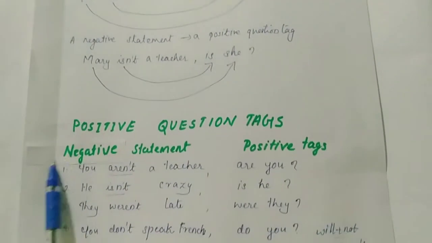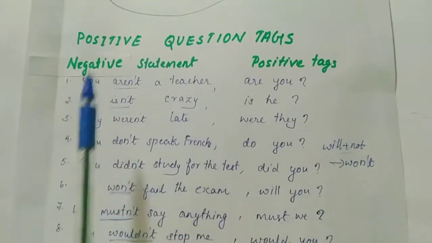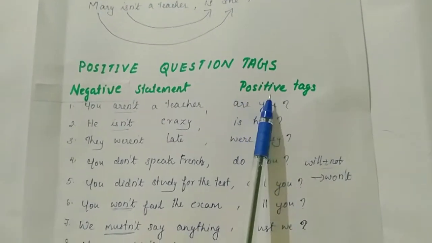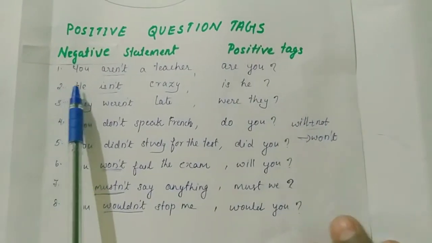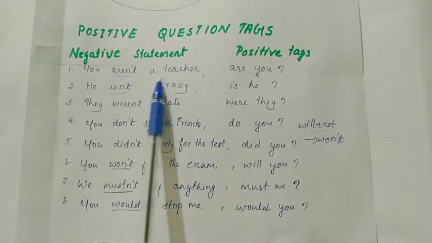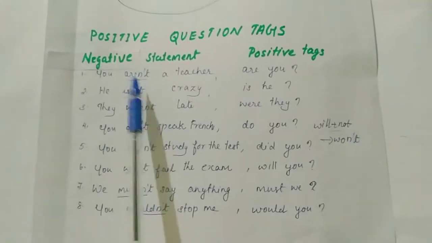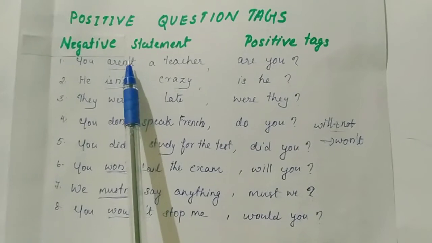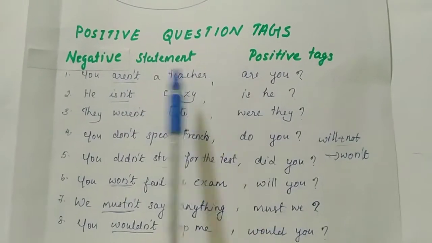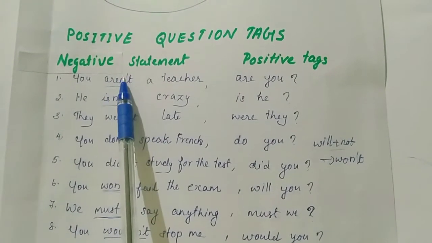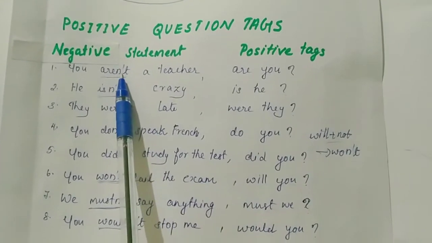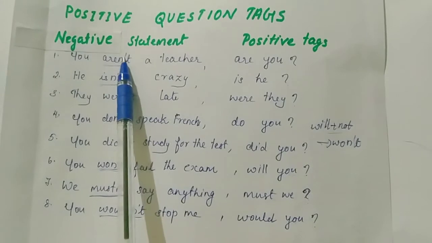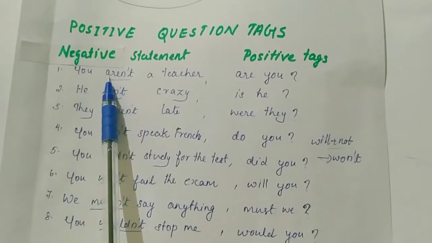The next topic is how we should make positive question tags. If the statement is negative, we will get positive tags. Example: you aren't a teacher. What is the auxiliary form? Aren't. And what should we do here to make a positive tag? We have to remove not from here and write the positive form. Are plus not, aren't. If you remove not, we will get are. Are you?